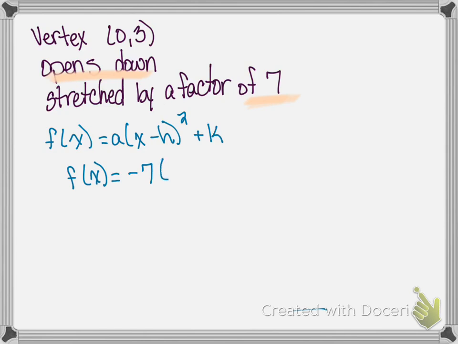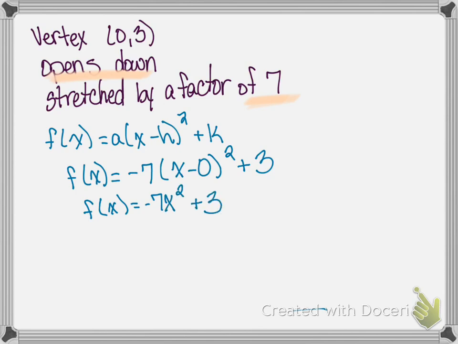Okay, then I have x minus 0, plus 3. Okay? I can simplify this a little bit. So I'm going to have negative 7. What's x minus 0? x. Okay? I would actually accept either one of these as your answer, because the directions say to put it in vertex form or standard form. So if you left that 0 in there, I would accept it.